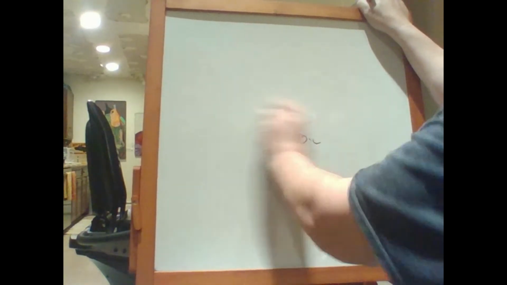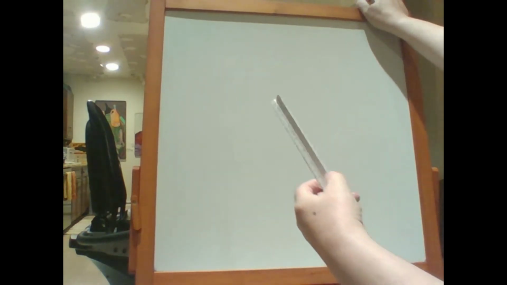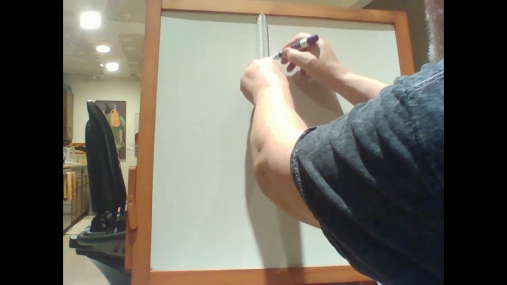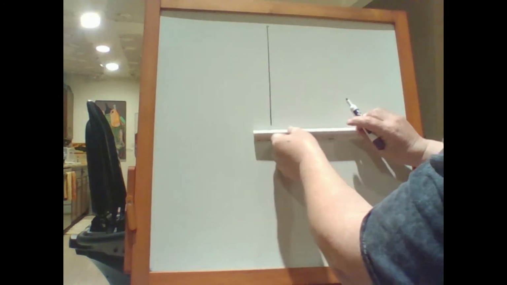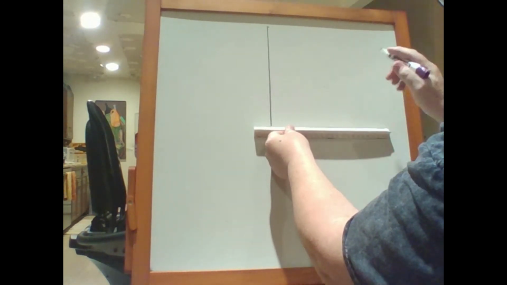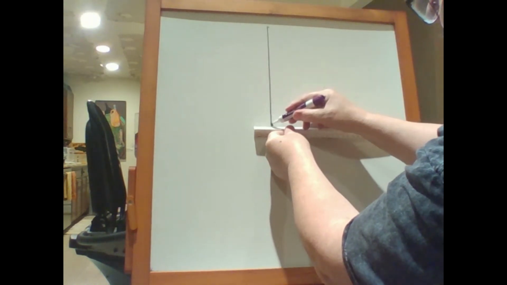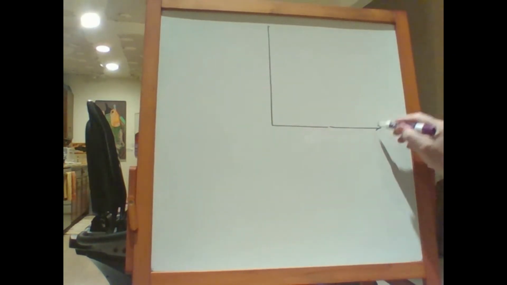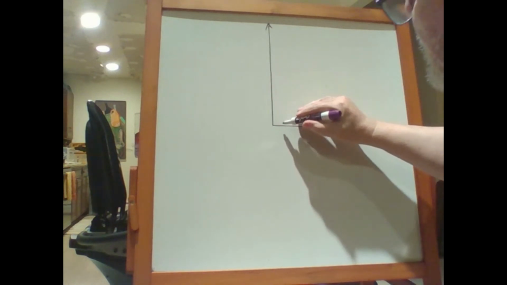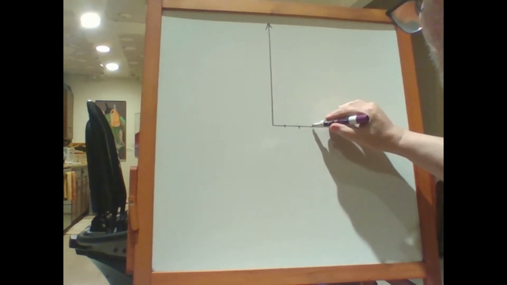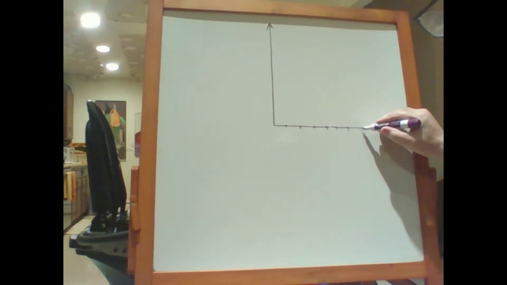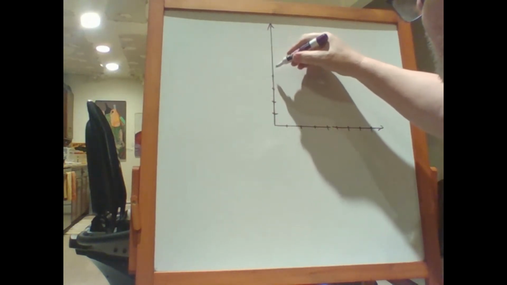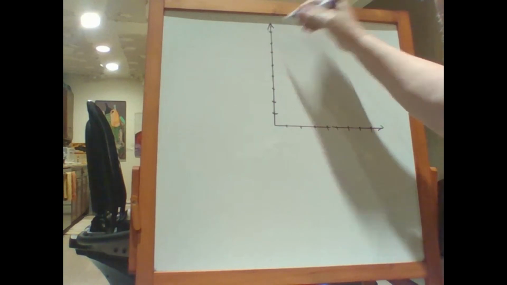Now, you may notice something. When we have a vector that's given on an xy coordinate system, oops, butterfingers tonight. 1, 2, 3, 4, 5, 6, 7, 8.